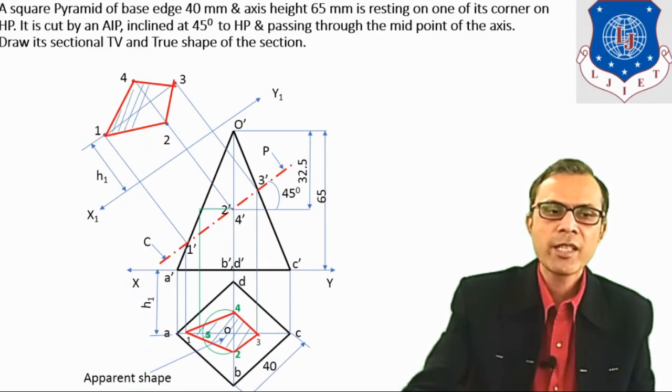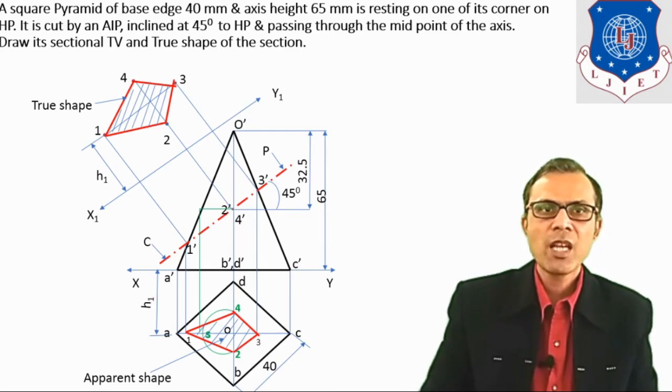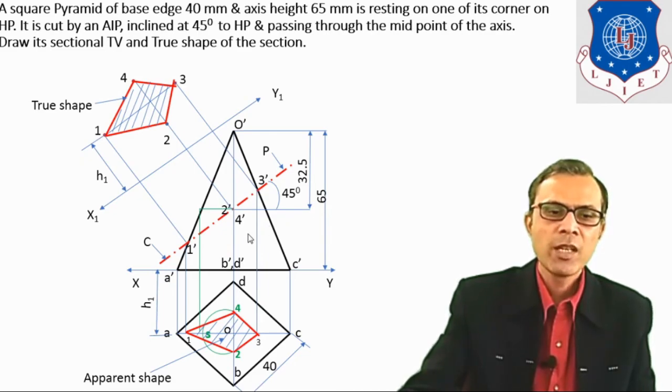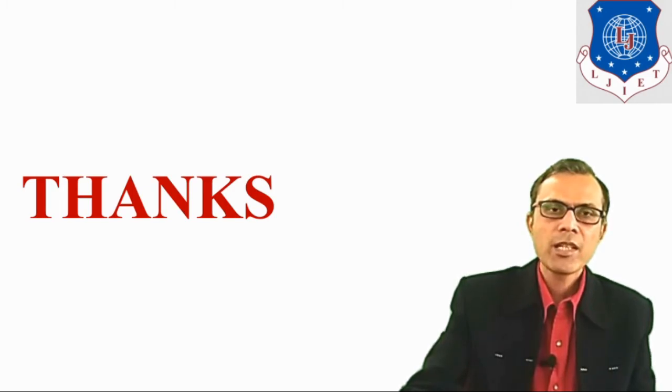Also draw the hatchings on the true shape. So it shows the true shape. So whenever any object is cut by AIP or by AVP, apparent shape and true shape both are different. So here in this diagram, it is the front view, it is the sectional top view, and it is the true shape of the section. Thanks for watching.